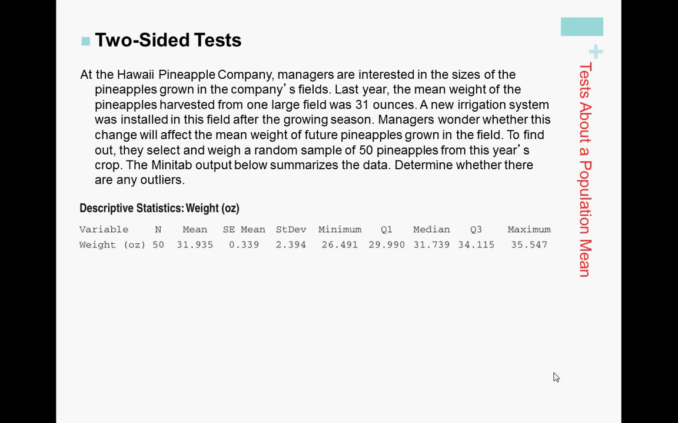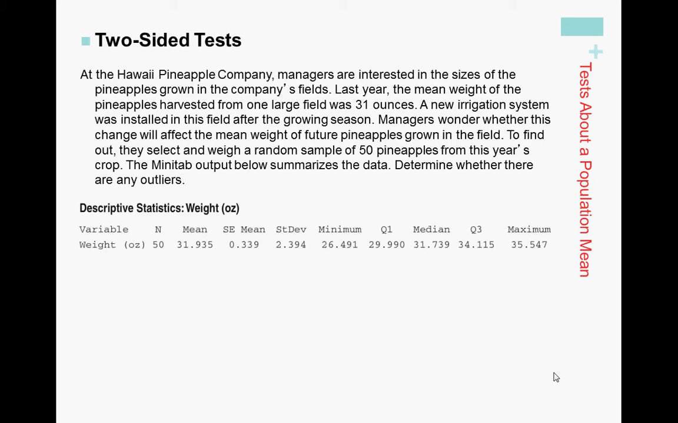This is part 2 for section 9.3, so we're dealing with significance tests for means, and we're going to talk about two-sided tests. So at this Hawaii pineapple company, managers are interested in the sizes of pineapples grown in the company's fields. Last year, the mean weight of the pineapples harvested from one large field was 31 ounces. But a new irrigation system was installed in the field after the growing season, and managers are wondering whether this change will affect the mean weight of future pineapples grown in the field.